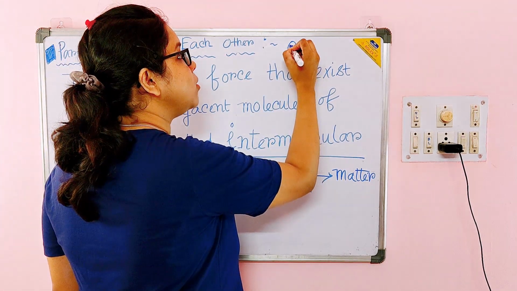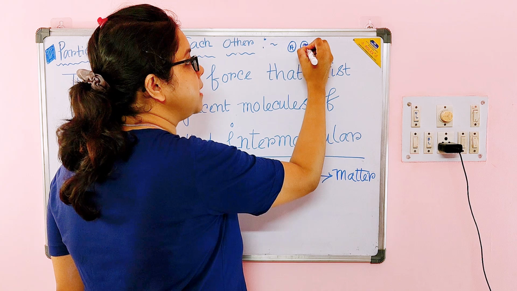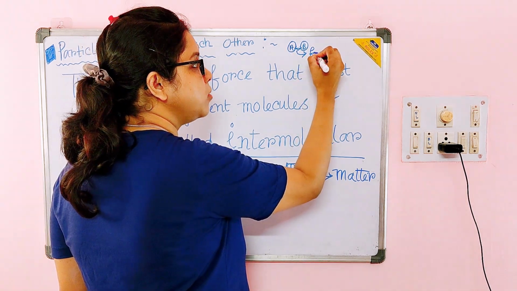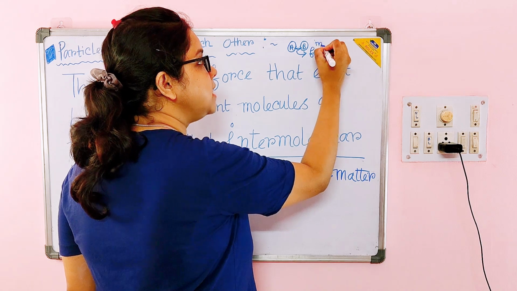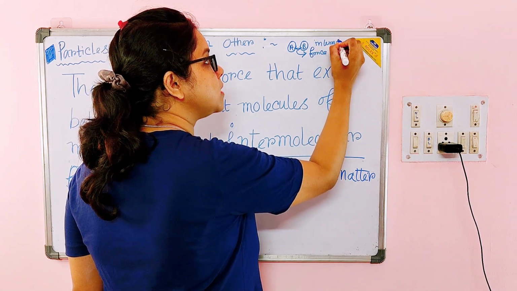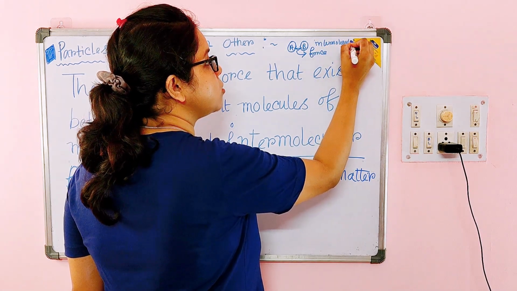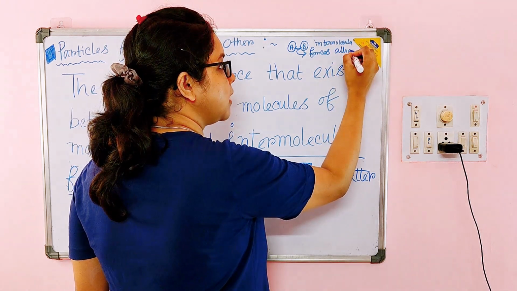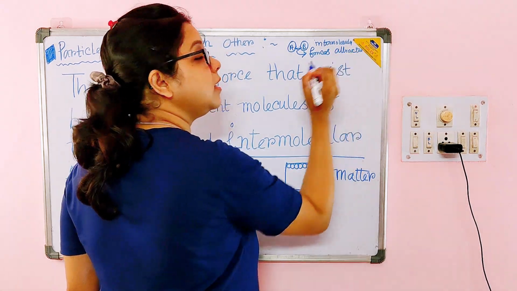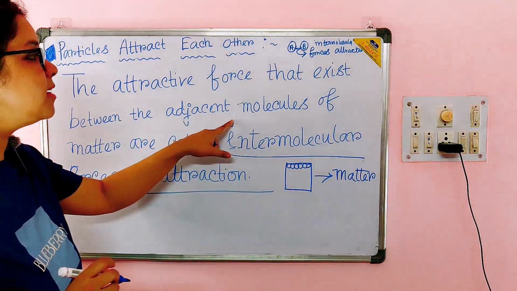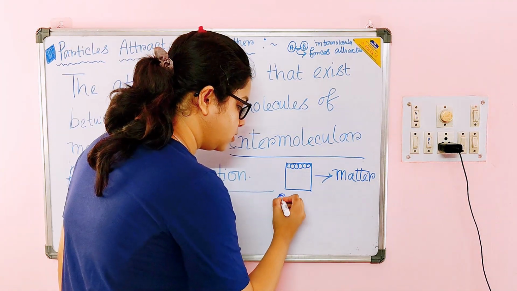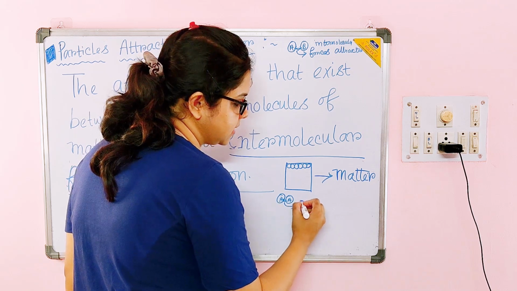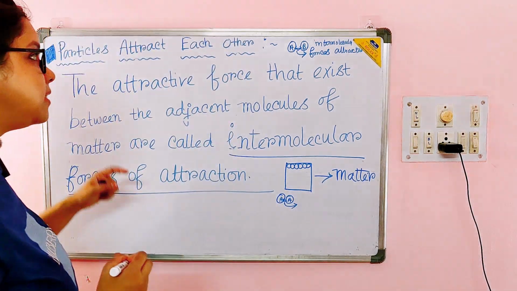Suppose this is molecule A and this is molecule B. There is some force of attraction between them. This is known as intermolecular forces of attraction. Clear? So adjacent molecules means the molecules next to it; there may be intermolecular forces of attraction. I think it is clear to you.